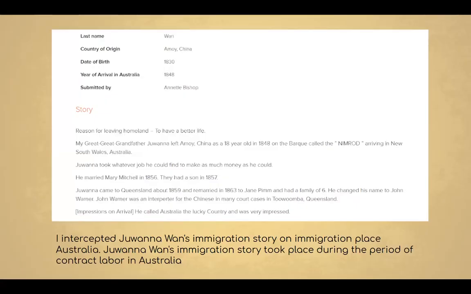Immigration Place Australia records the story of a Chinese immigrant family. One of the family members recalled that his great-great-grandfather Yuvana left Xiamen, China at the age of 18 in 1848 on the bark called Numeral and arrived in New South Wales, Australia. Yuvana accepted any job he could find, just trying to make money.